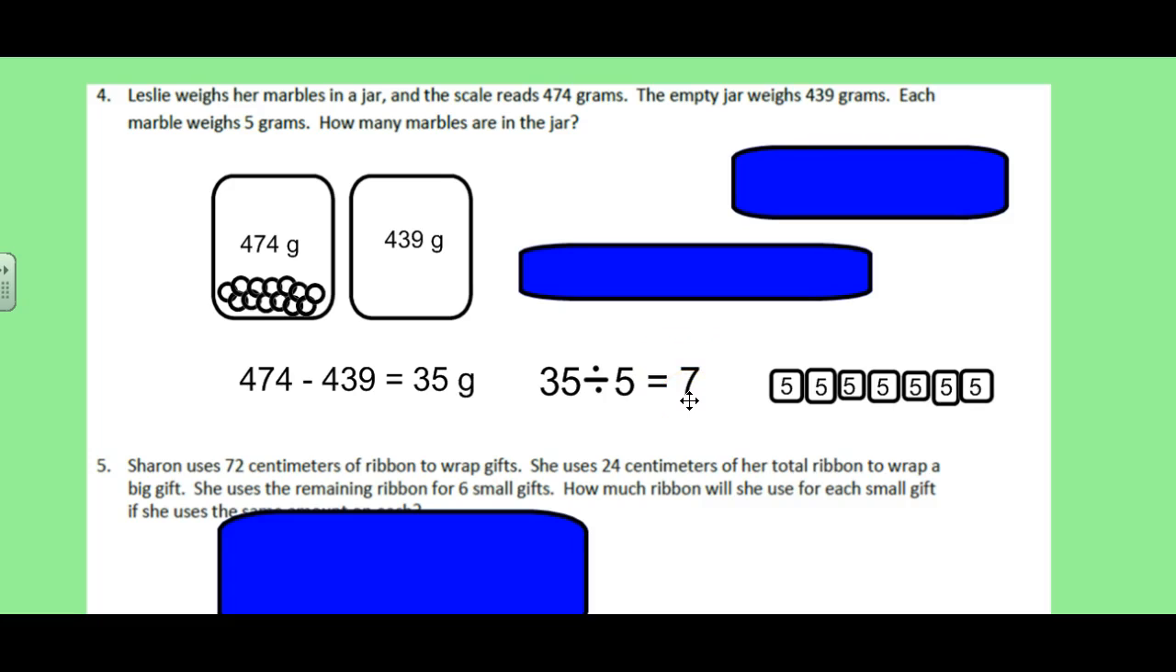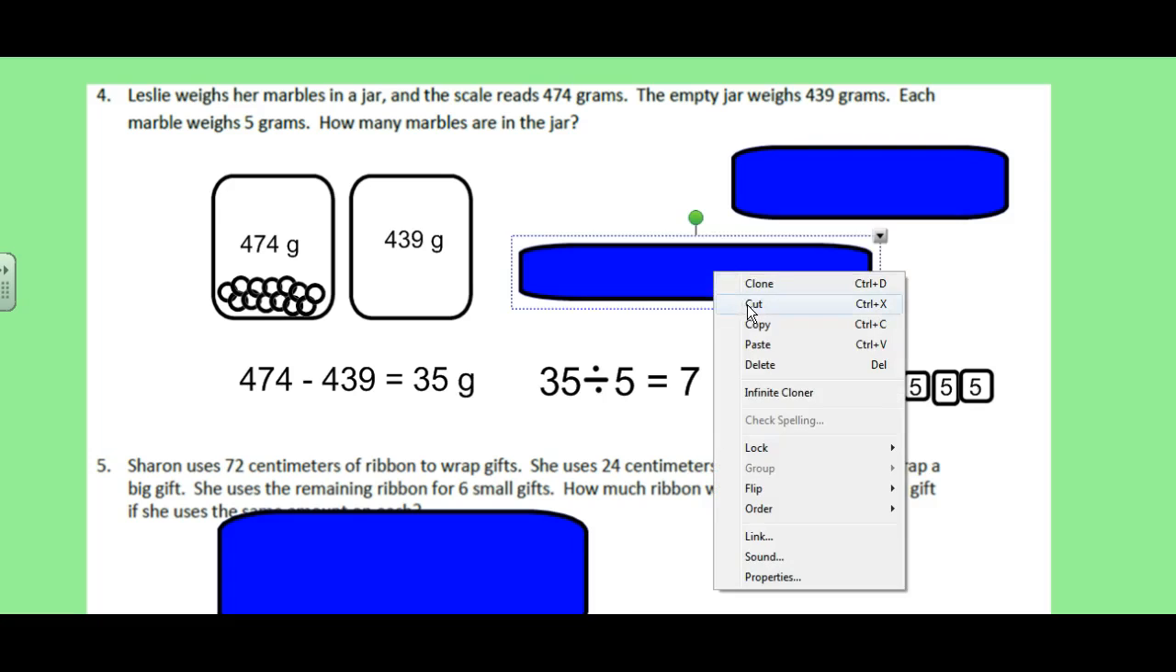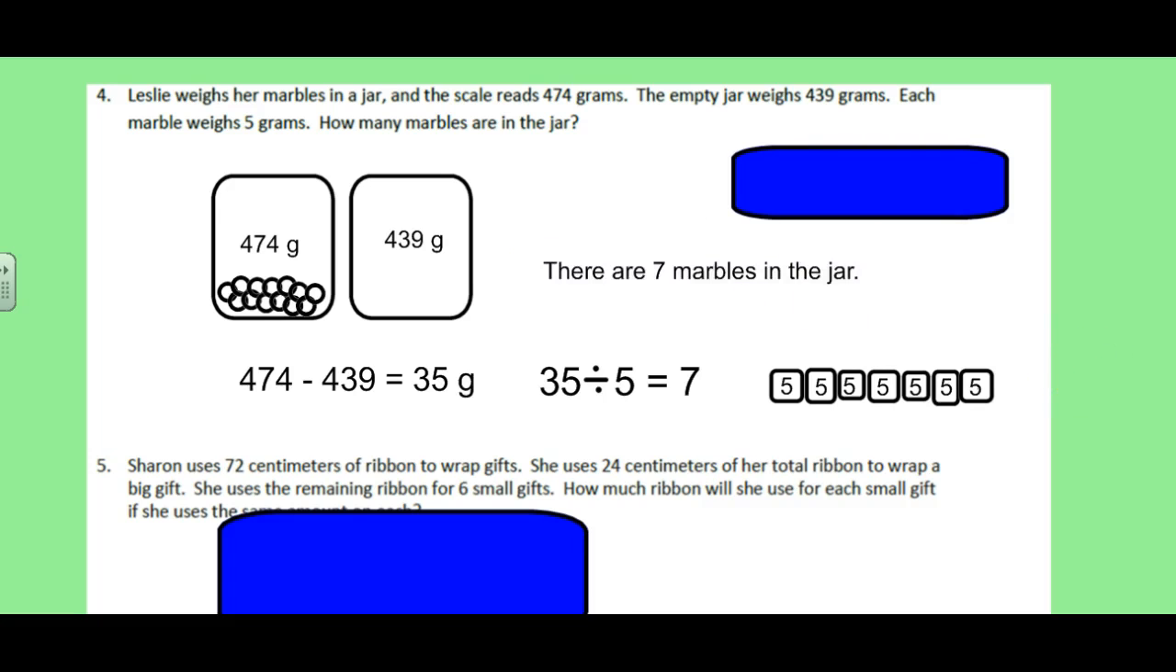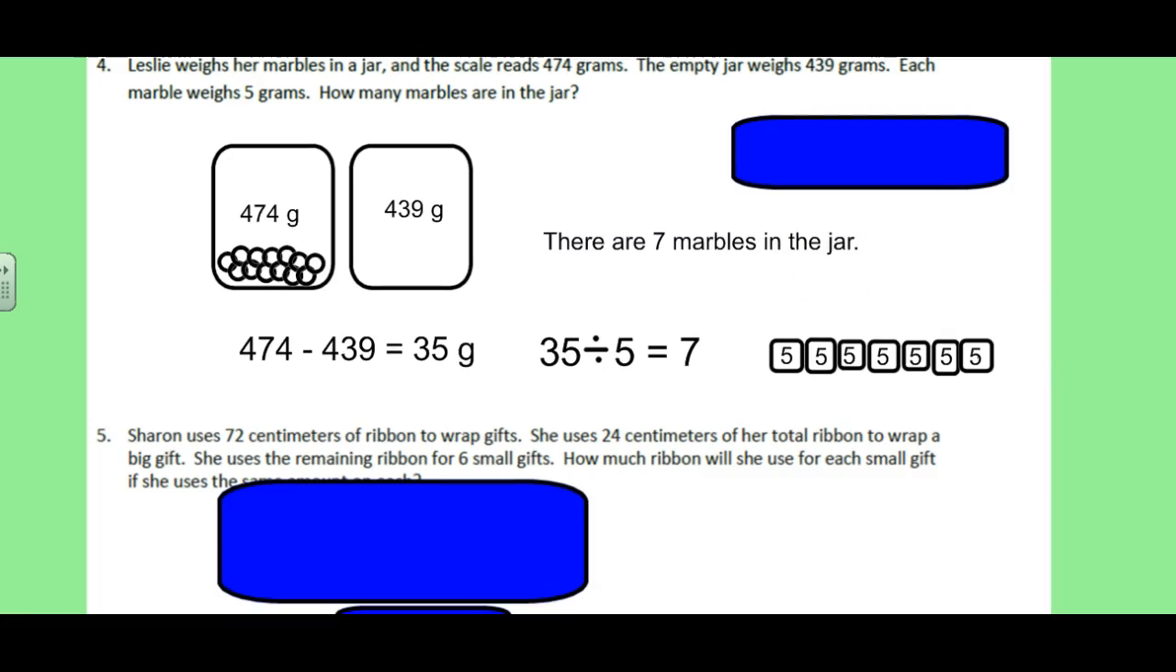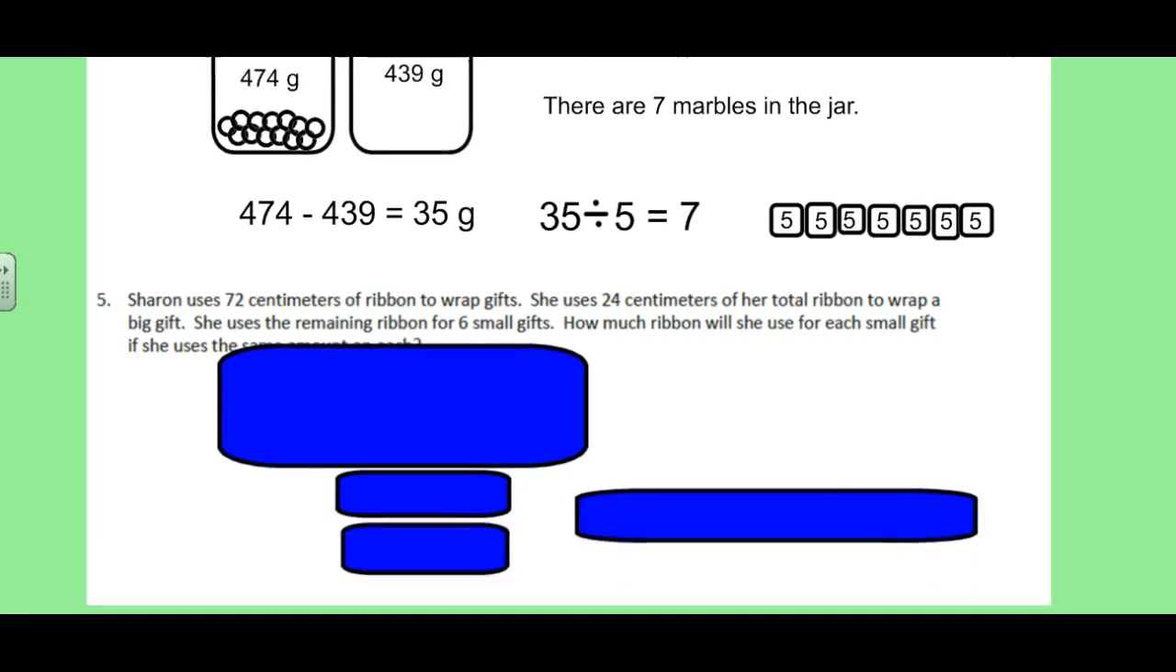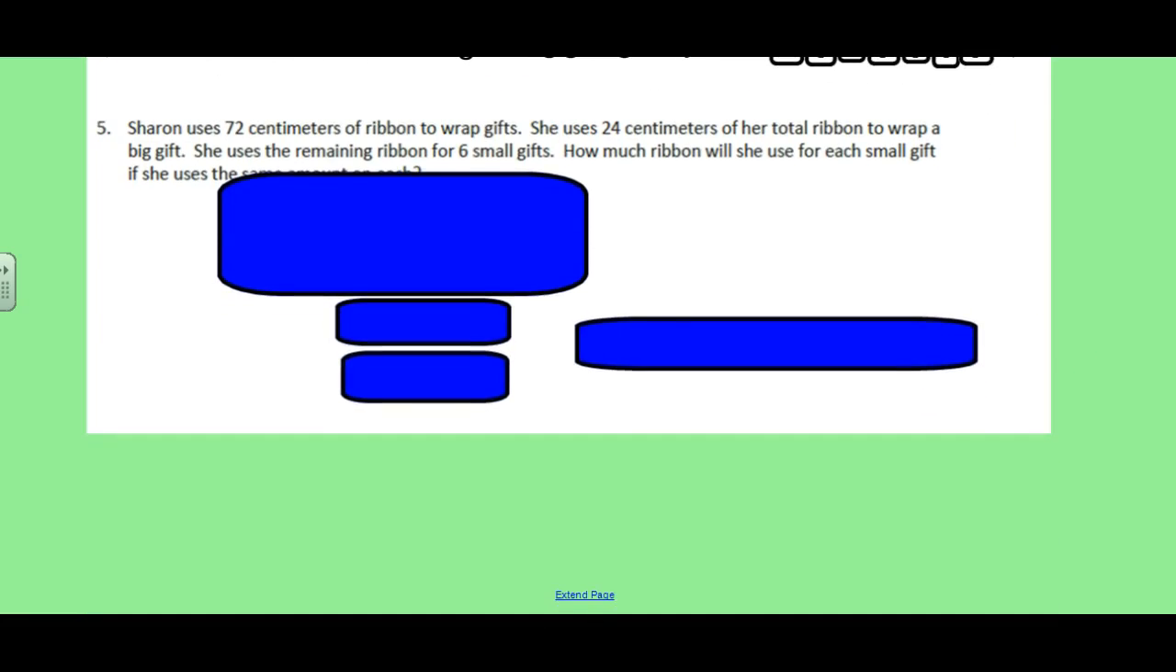So now that we know that there are 7 marbles in the jar, we need to write our answer in a complete sentence. So go ahead and do that on your paper. Push pause to write it. So I was looking for: there are 7 marbles in the jar. Okay, let's move on to question 5.